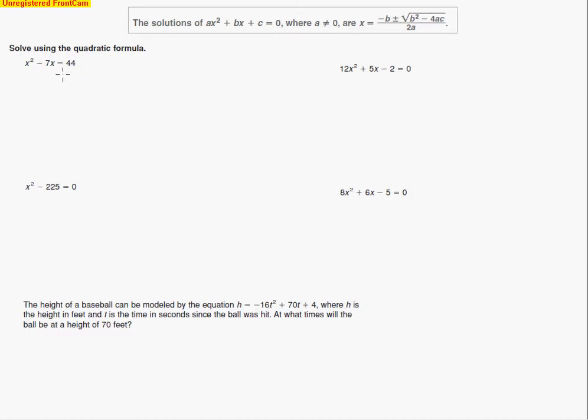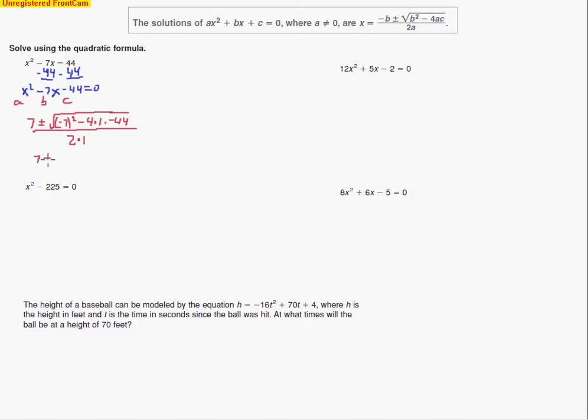So the first step here I'm going to do is move this 44 back to the other side, so I've got to subtract it. And when I do that, I've got the equation of x squared minus 7x minus 44 all equals 0. And so from that point we can figure out our a term, our b term, and our c term. And then from there we can go ahead and substitute into our formula. So we've got the opposite of b, so 7 plus or minus the square root of negative 7 squared minus 4 times a, which is 1, and c is negative 44. And this is all over 2 times 1, 2 times a.